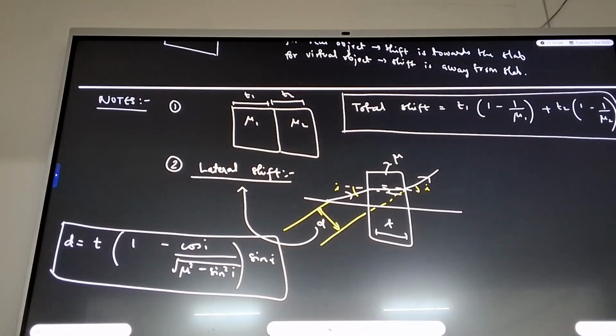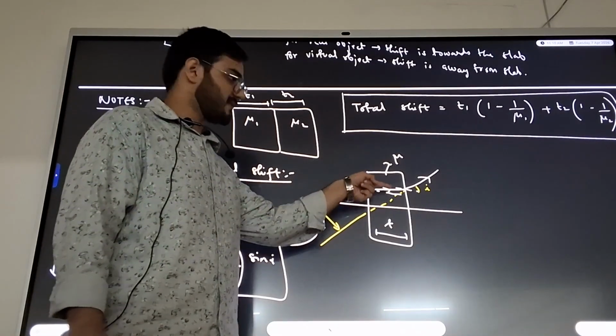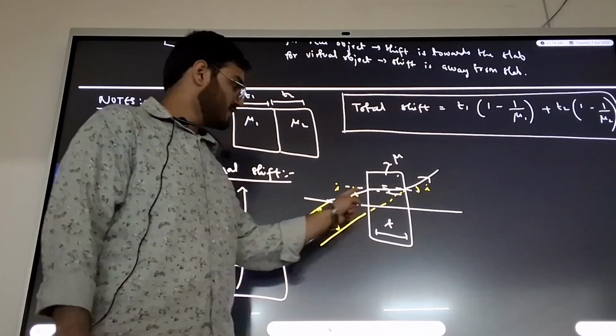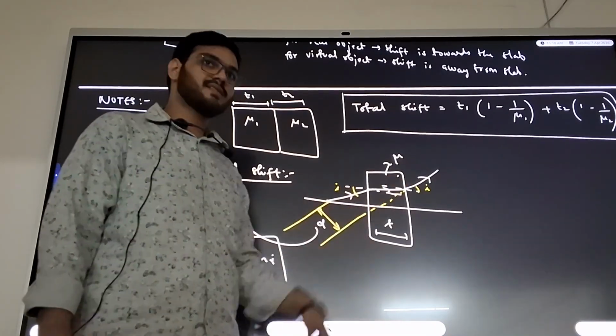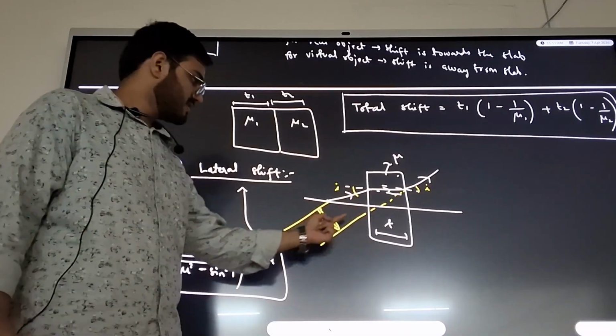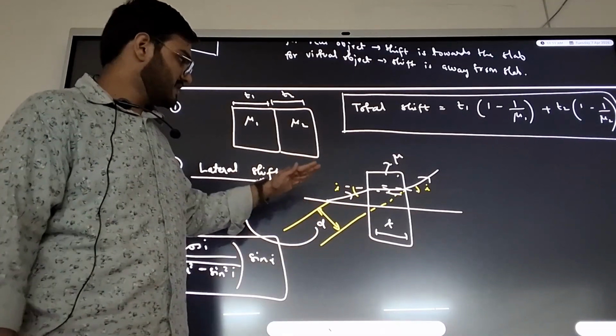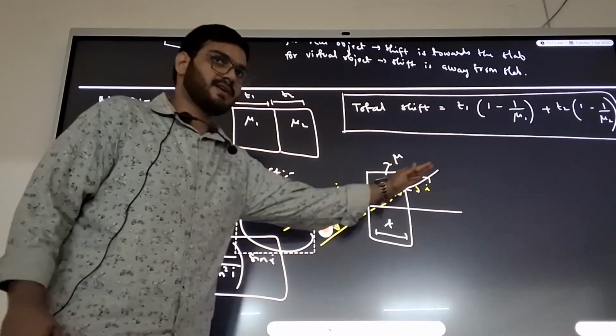This is the lateral shift. Looks formidable, but the ray was going like this, refracted again. Do you understand that this angle and this angle are the same? Yes? So that means if I extend this ray back, this line and this line are going to be parallel. So you can imagine the ray was going like this and then it got shifted here.